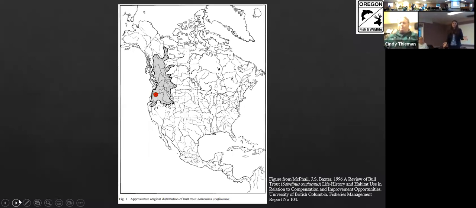So talking about the range of bull trout and their historical distribution and their precipitous decline, this is an image borrowed from a paper out of University of British Columbia. And this shows the historical distribution of bull trout in North America. You can see that historically their range was as far south as northern California and Nevada, and up as far north as the southern, northwestern, and Yukon territories.